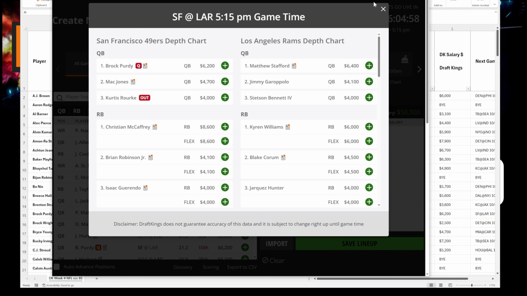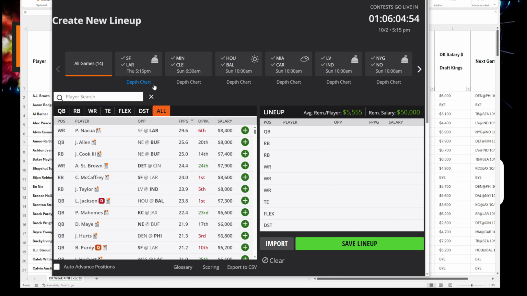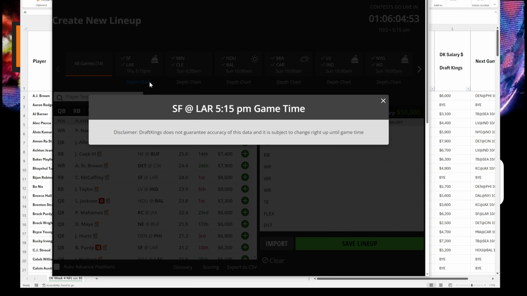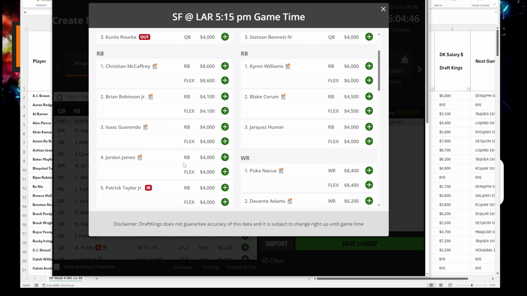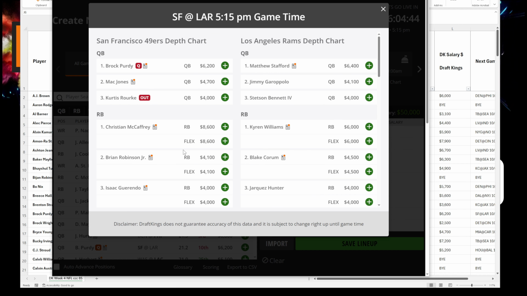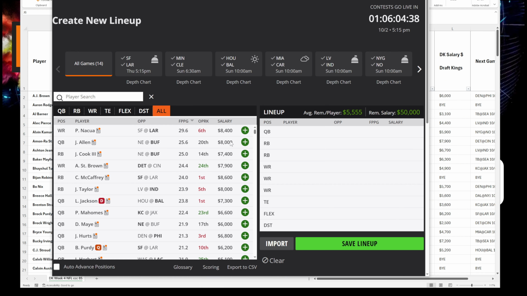Also, they provide a depth chart. So if you look underneath the game here, the depth chart. Why the depth chart is important is because, for example, let's say Christian McCaffrey is out. Then that gives the other running backs lower down on the depth chart more opportunities.